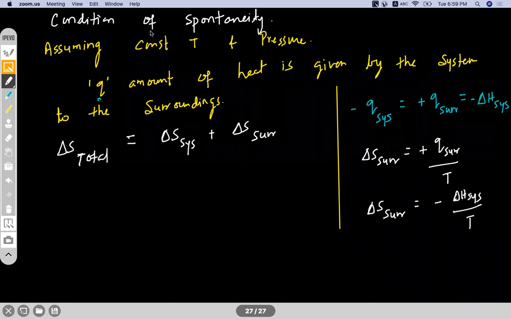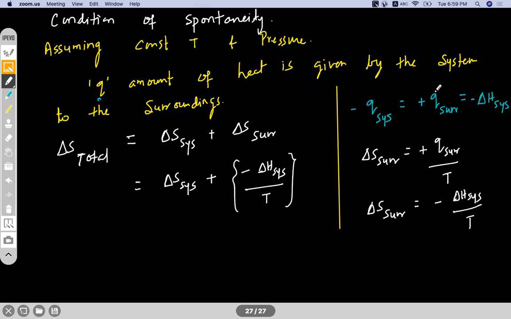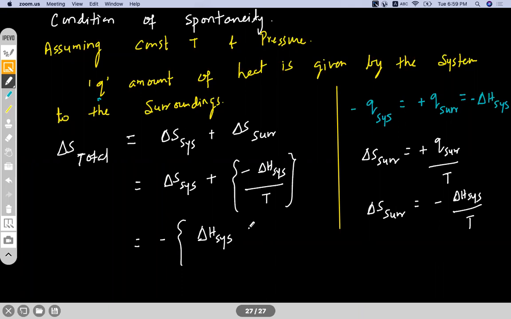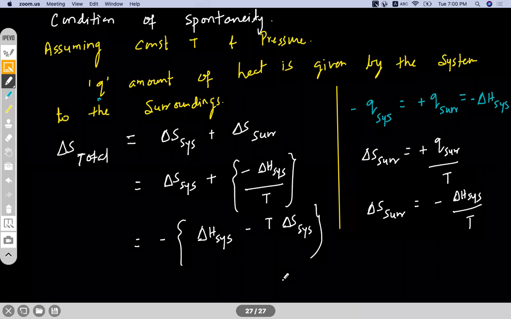Now this I will substitute in this expression. So what we get here: delta S of the system plus delta S of surroundings equals delta S of the system minus delta H of the system by T. You will understand why I have done this. If you take the LCM and simplify this, you'll get minus of delta H of the system minus T delta S of the system, isn't it? Yes or no?